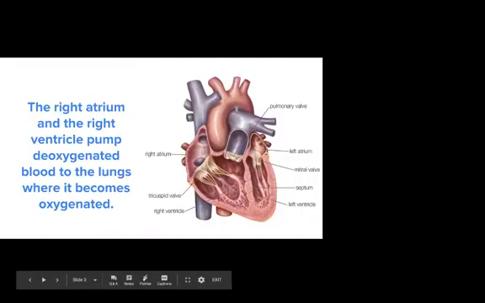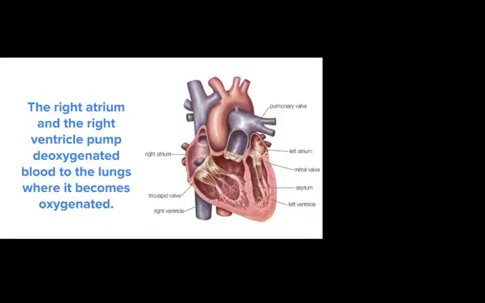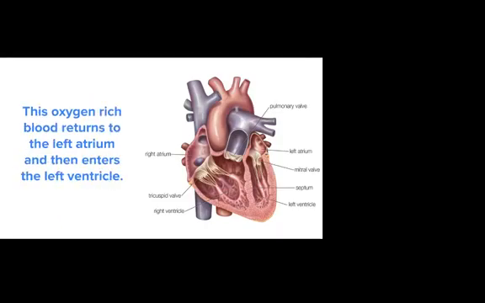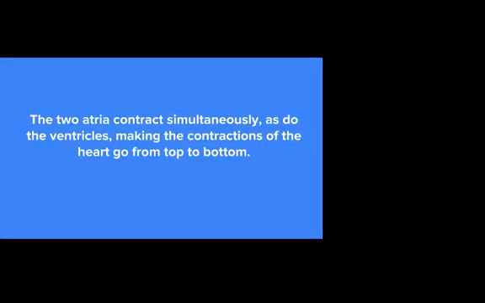The right atrium and the right ventricle pump deoxygenated blood to the lungs where it becomes oxygenated. The oxygen-rich blood returns to the left atrium and then enters the left ventricle. The left ventricle is the main pump that delivers the newly oxygenated blood to the rest of the body. Blood leaves the heart through a large vessel known as the aorta.